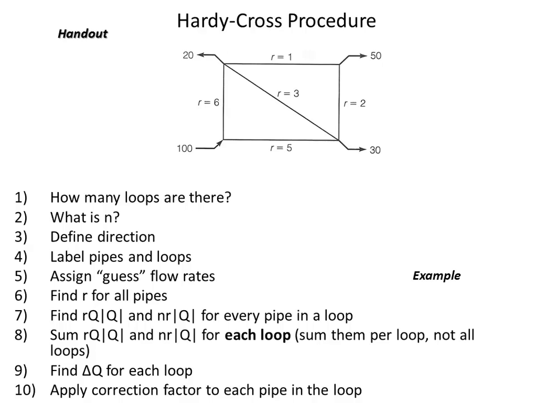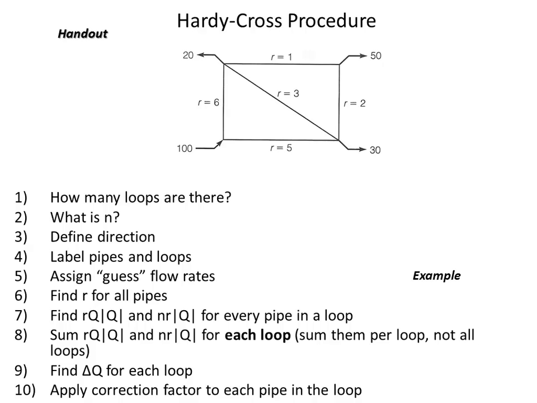Okay, so step 4, label pipes and loops. Okay, label the loops. I'm going to call this loop 1 and loop 2. Find R values for pipes. They did that. Assign guess value. I'm jumping ahead. Step 5 is the most fun, actually.